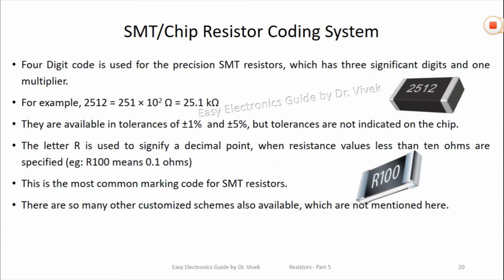A four-digit code is used for precision SMT resistors, which have 3 significant digits and 1 multiplier.